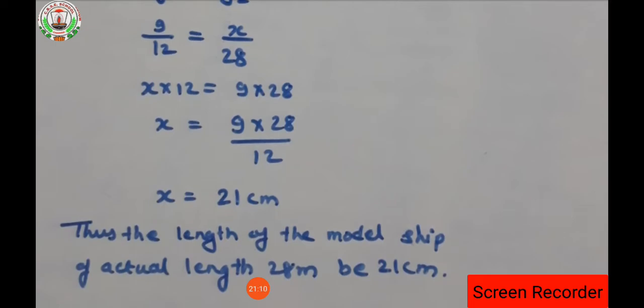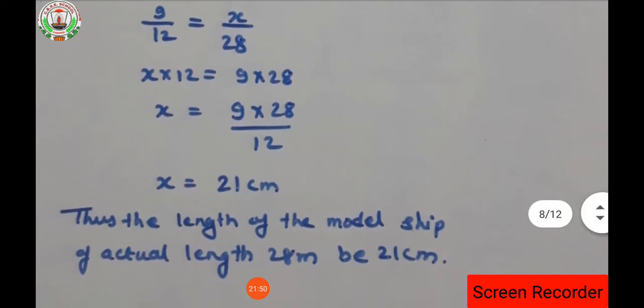Clear everyone? Dear students, always remember that there is a lot of difference between the actual image and the imaginary image. The actual length is more compared to the imaginary length. When a boat is prepared by someone in the form of a model, obviously it will be prepared in a small size. So if the actual length of the boat is 28 meter, then we have to find the imaginary, that means the model boat length. We found it here with the help of direct proportion: 21 centimeter will be the length of the model ship. Clear?